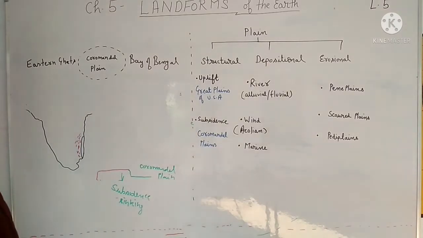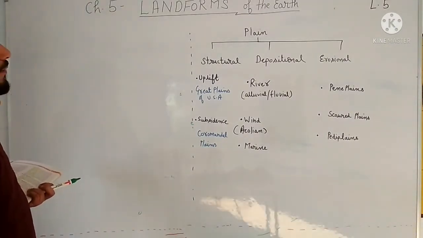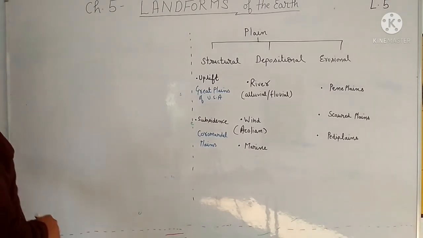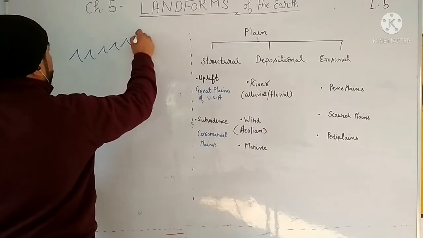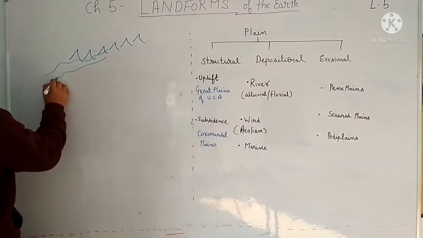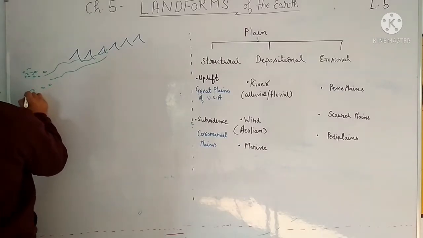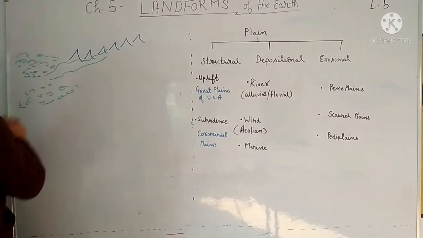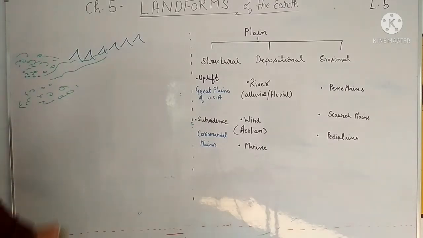Now next is depositional plains. In depositional plains, the first is river or alluvial plains. These are the plains which are formed by the deposition of rivers. Suppose these are mountains, and from here one river is originating, and that river is depositing its sediments here in this manner and leveling this area.